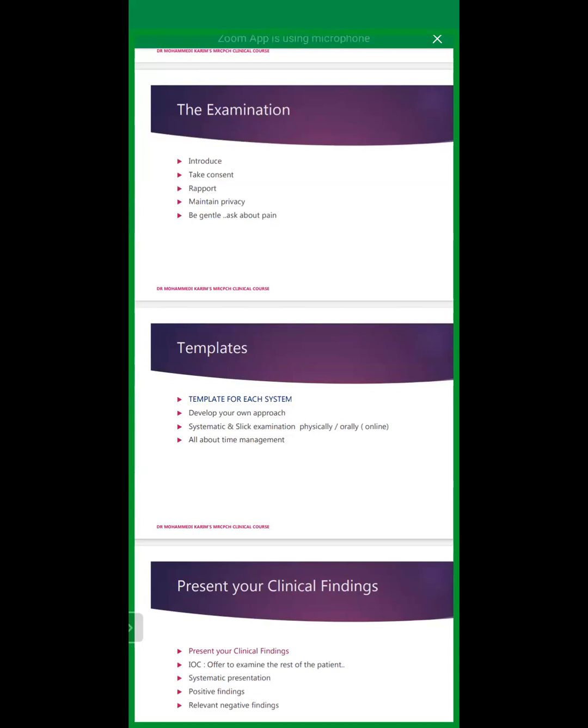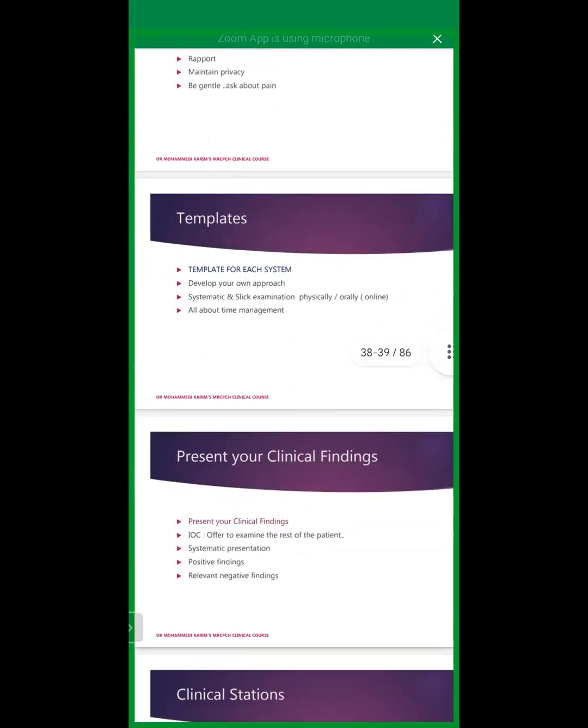Okay, and you should make a template for each of your systems so you don't forget anything, and you need to practice according to your template. By the time you give the exam, you should not be thinking what I need to do next. The problem with people is that even in the verbal exam, when I do the online thing, they're still messing it up. So imagine what can happen if they do it on the patient.